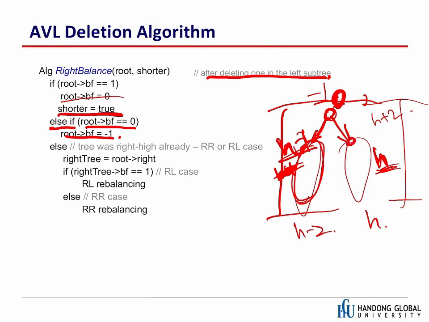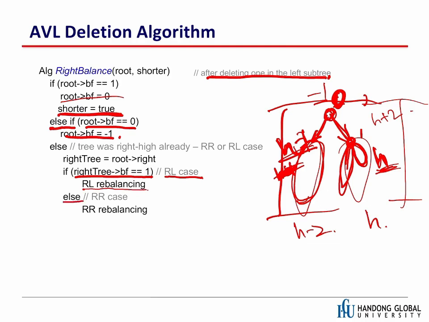So there is one node here. If the right subtree BF is 1, its left subtree is longer than the right subtree, so it looks like this. Then it is actually the right-left problem, right? Do you see that? Right, left is longer. That's why we have a problem here. So if the right tree's BF is 1, it is the RL case, like in the AVL insert functions. So we should call RL rebalancing.